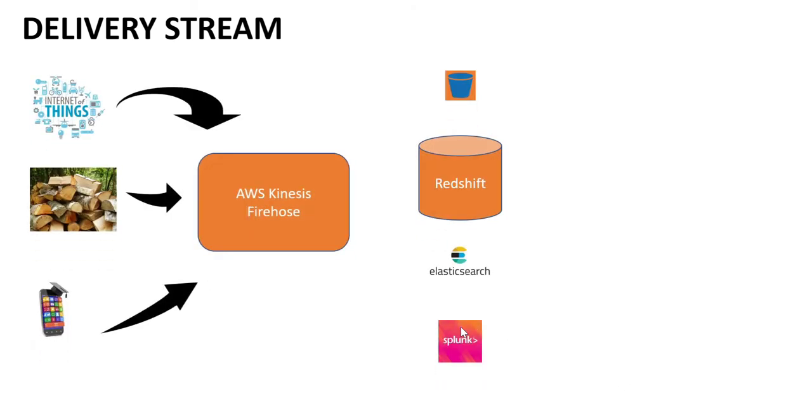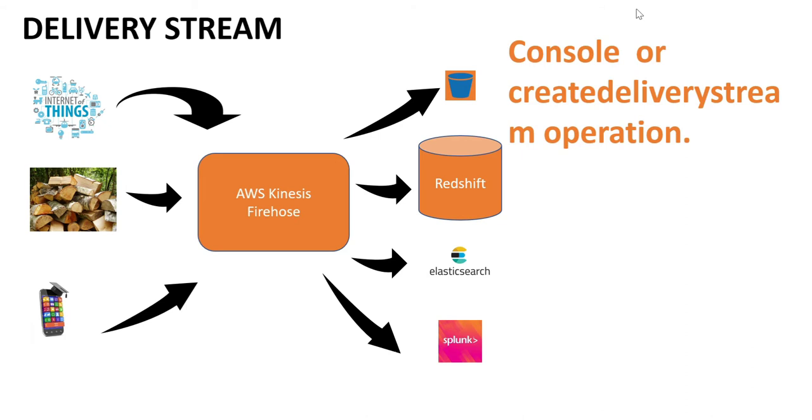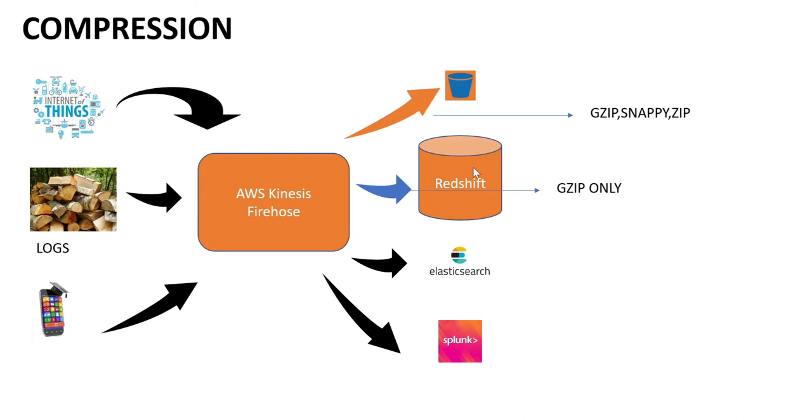Now let's look at how we create delivery streams. Usually Kinesis Firehose is in between. You have a source and you have a target where it is writing. To create a delivery stream, you can use the console or the create delivery stream operation. You can use these.